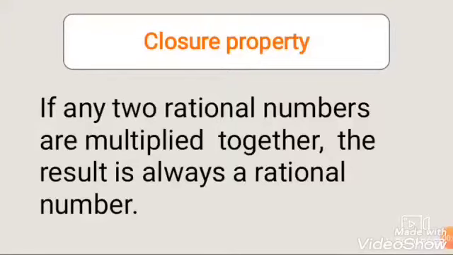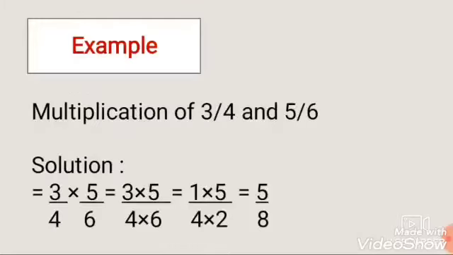The first property is the closure property. In the previous class itself, we learned that when we add or subtract two rational numbers and get a rational number, it is said to be a closure property. Likewise, if any two rational numbers are multiplied together, the result is always a rational number. Let me prove with an example.